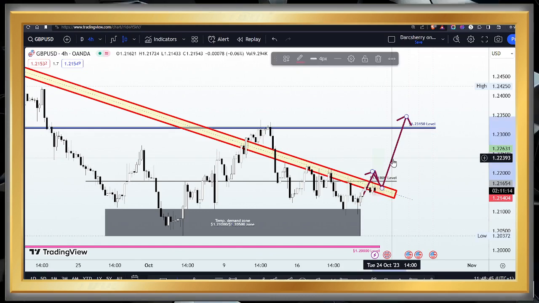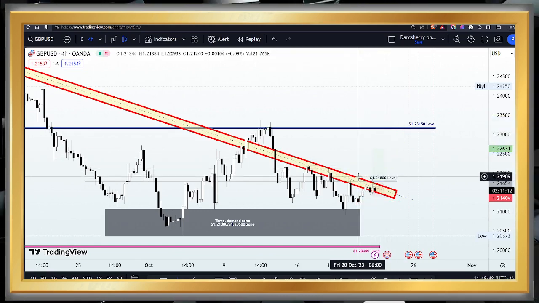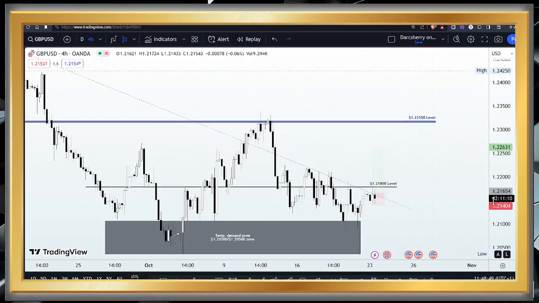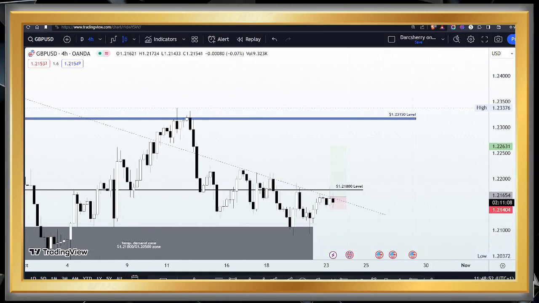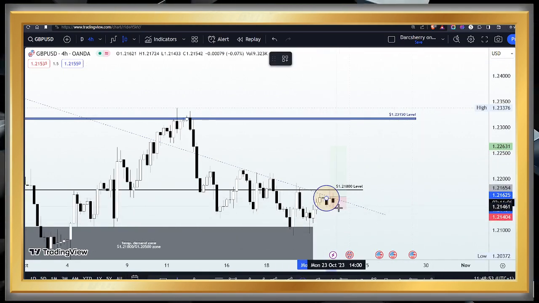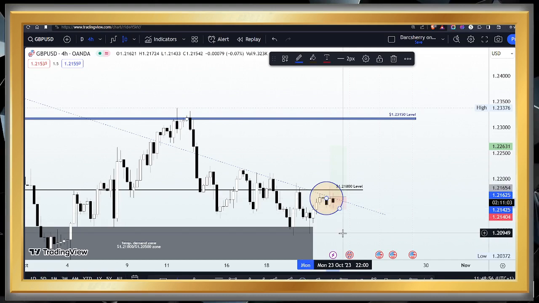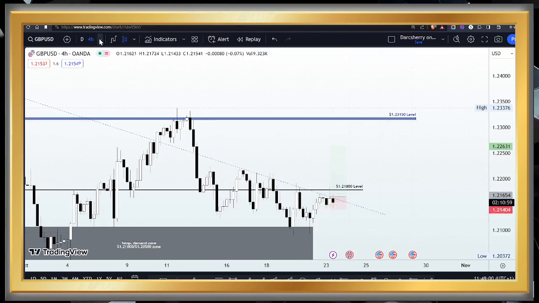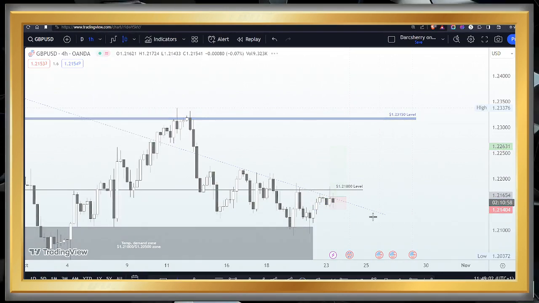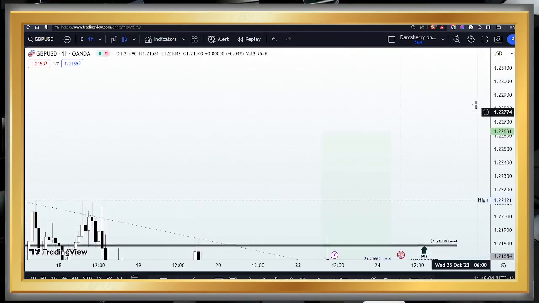Now, to make things much easier for us to capitalize on the next line of action, we do want to be scaling down into the 1 hour time frame so that we can see how participants in this market have been reacting to that trend line. Now, when we scale down into the 1 hour time frame, we'll begin to see things more clearly.